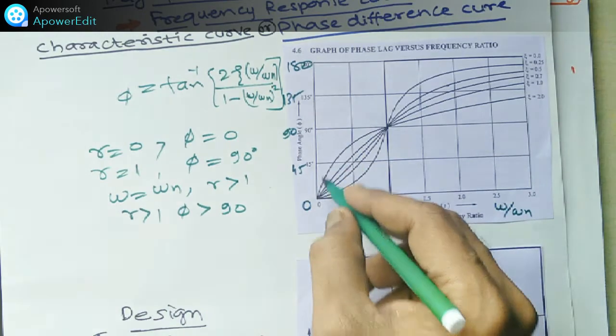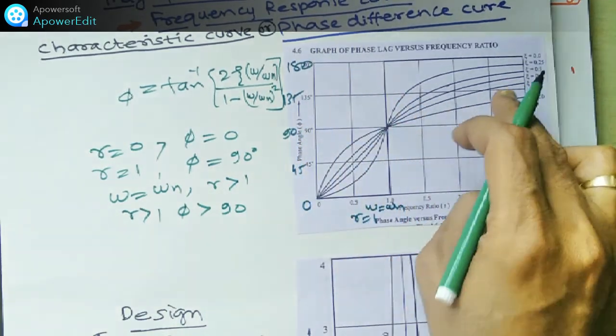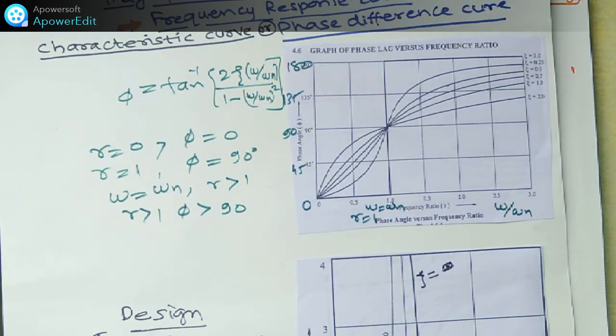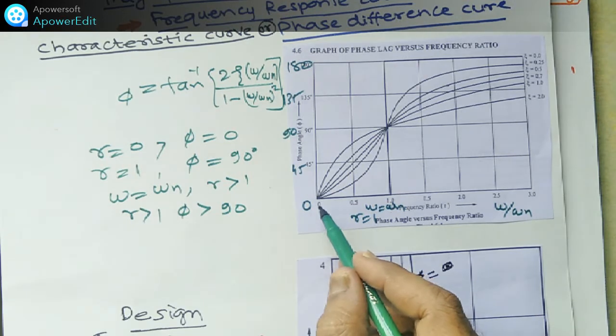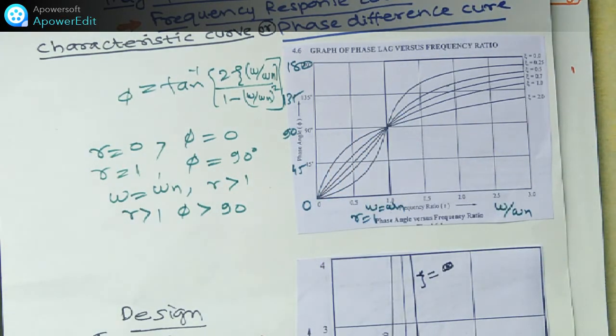This phase angle varies from 0 at low frequency to 180 at high frequency. This is the phase diagram. These are the observations for the phase diagram, and the previous one was the frequency response curve.